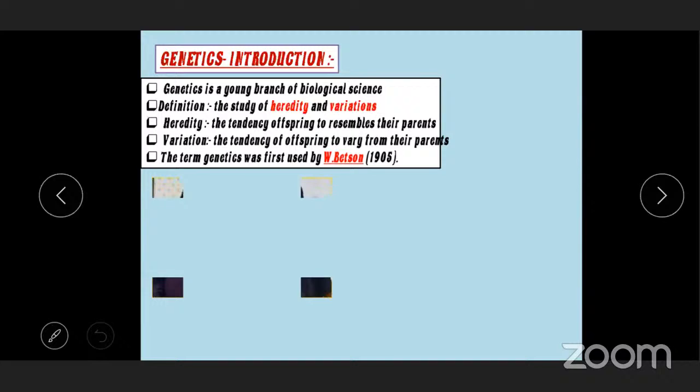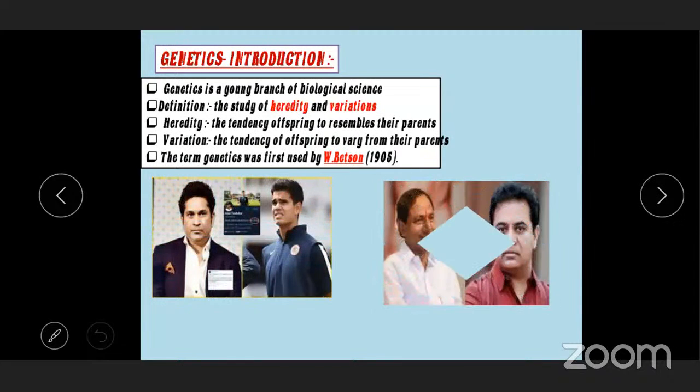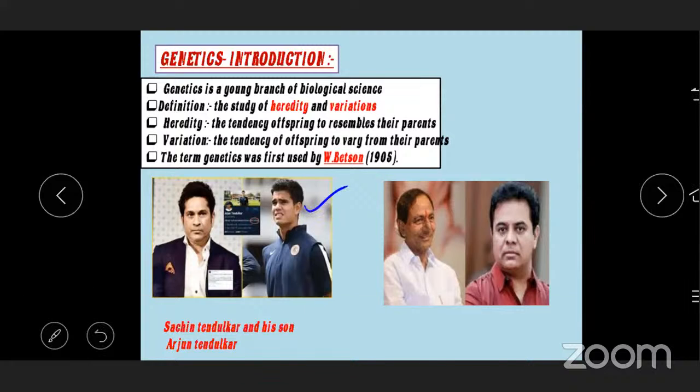Okay, students, here two pictures are there. If you observe these two pictures carefully, the first picture is Sachin Tendulkar and his son Arjun Tendulkar. Here, the son is the offspring. There are some similarities between them and some variations. Arjun Tendulkar got inherited characters from Sachin Tendulkar, and also shows some variations from Sachin Tendulkar.